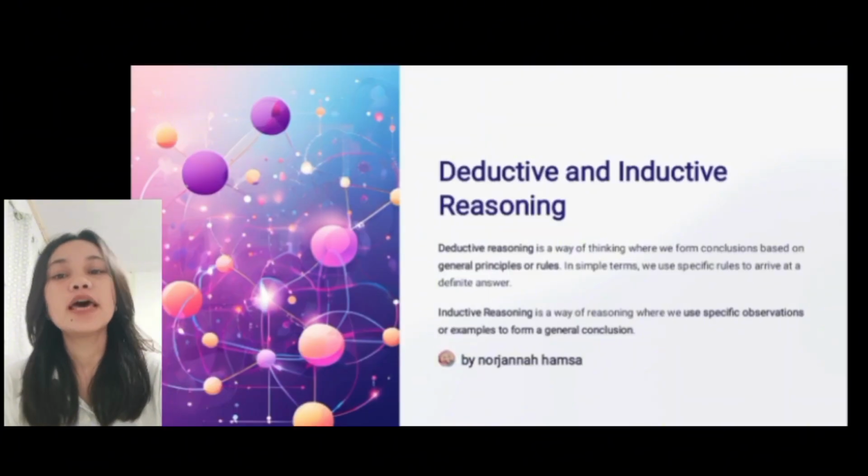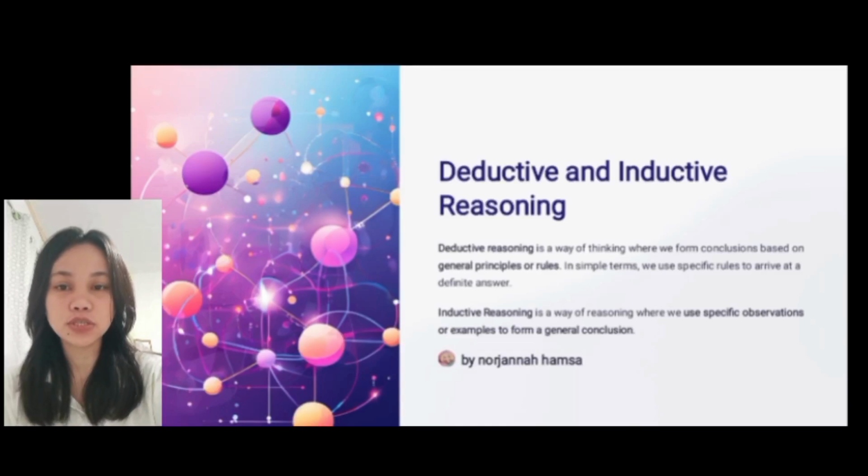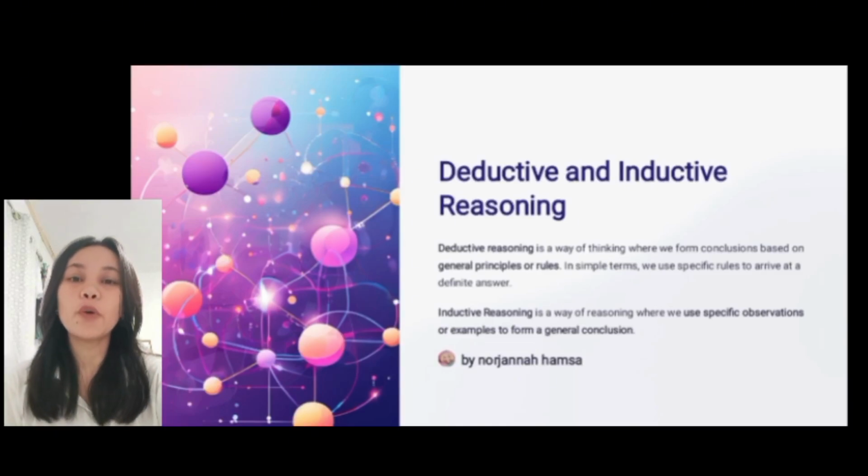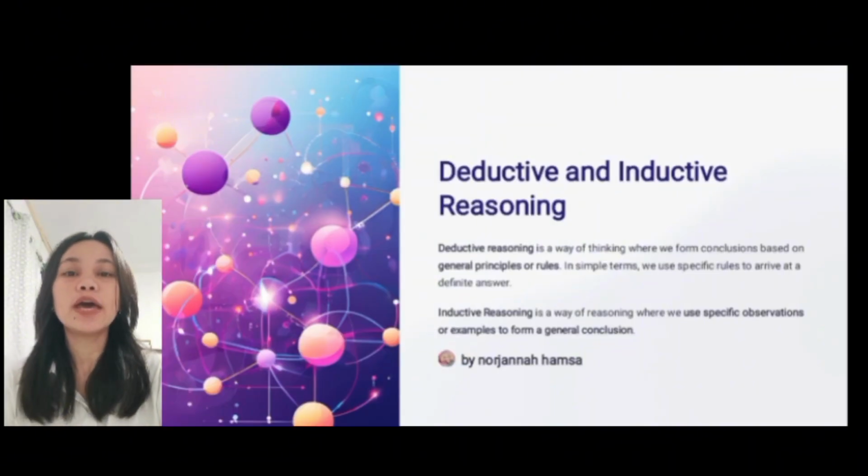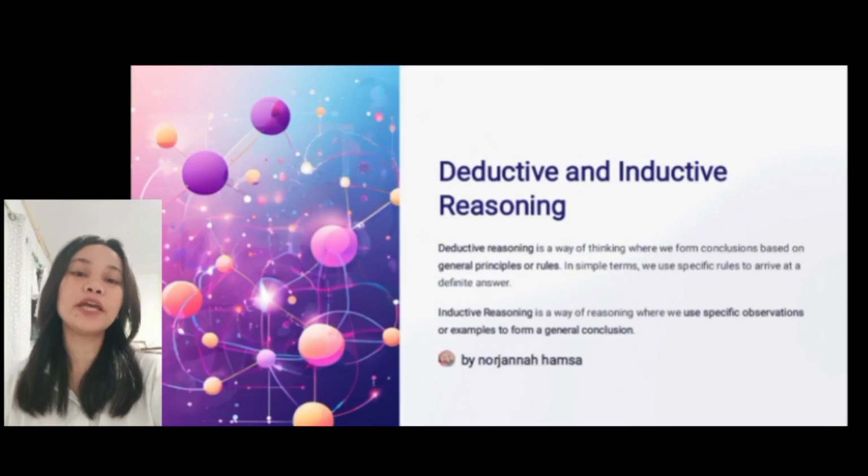So first, let's define deductive reasoning. Deductive reasoning is a way of thinking where we form a conclusion based on general principles or rules. In simple terms, we use specific rules to arrive at a definite answer. For example, all humans have a heart. Pedro is a human. So we can conclude that Pedro has a heart. That is deductive reasoning.